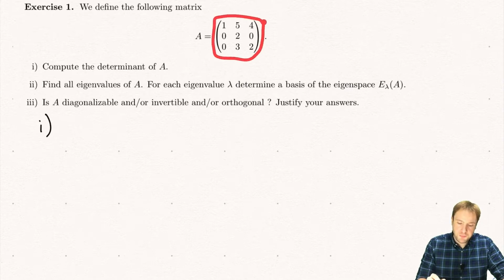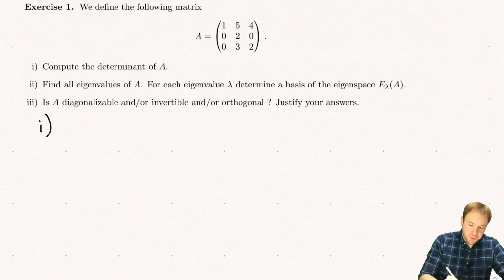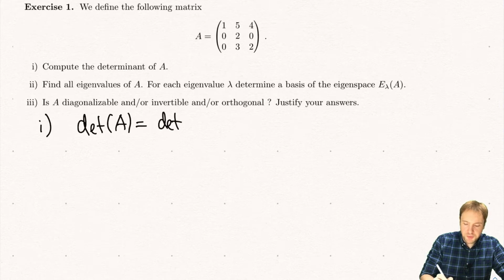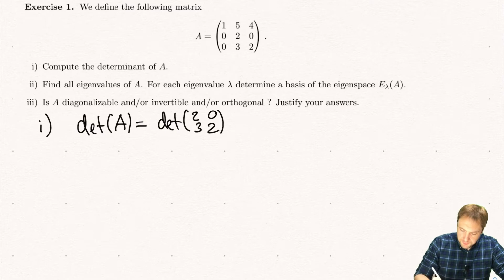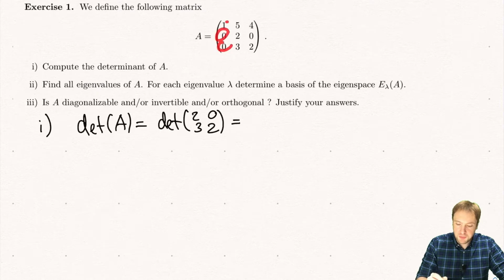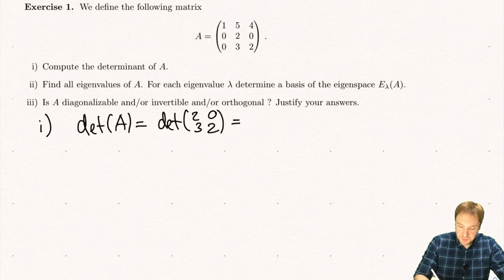But in this case, it's easy to see that the determinant of A is just 1 times the determinant of this matrix here. So this is what we call the Laplace expansion. If we have a column or a row with a lot of zeros, then we expand with respect to this column. And in this case, we just get the determinant 4.